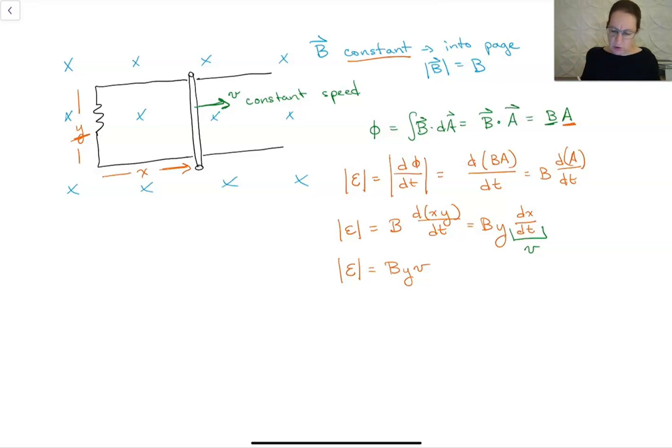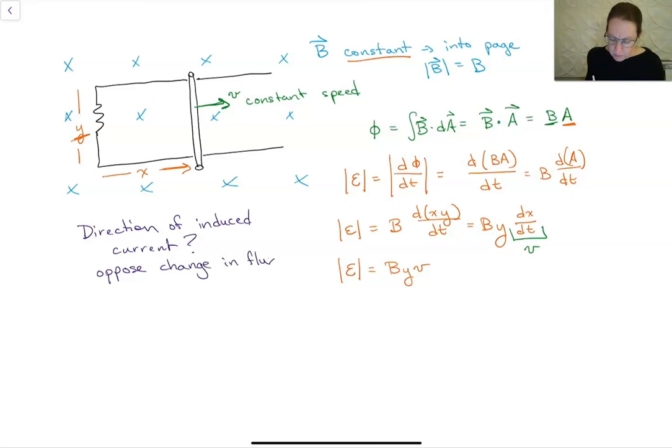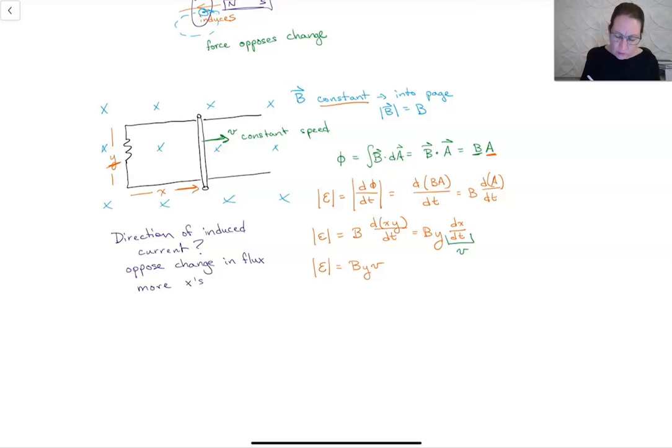But let's find the direction of the induced current. It must be induced because there's no battery set up here. I've just got wires and a resistor, but I don't have a battery hooked up. But this moving is like hooking up a battery to this. So for the direction of induced current, we want to oppose the change in flux. What we're seeing is we're getting more X's, a bigger number of X's in the area. So we want to oppose this change. If we don't want more X's, then what we'll induce is some dots, some out of the page.